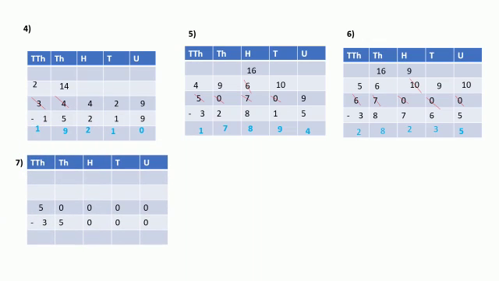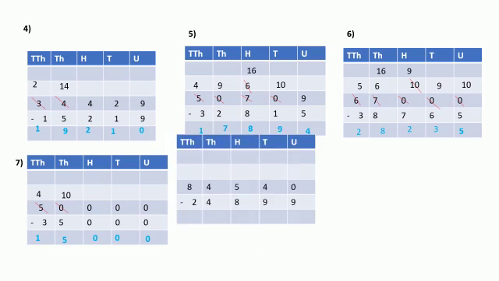Seventh one, units place, 0 minus 0, answer is 0. In tens place, again 0 minus 0, answer is 0. Hundreds place, 0 minus 0, 0. Thousands place, 0 minus 5. Subtraction is not possible. We are going to borrow it from 10,000s place, that is from number 5. Number 5 will become 4. Number 0 will become 10. 10 minus 5, answer is 5. 4 minus 3, answer is 1.